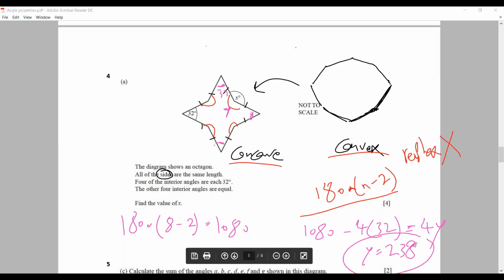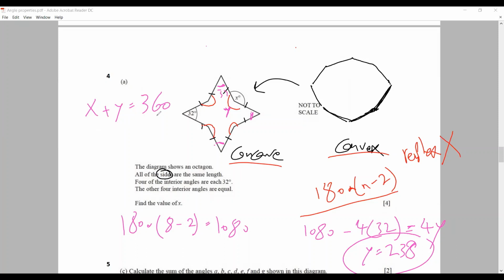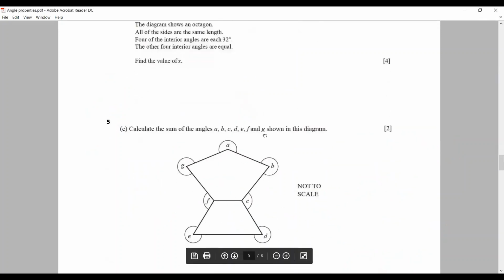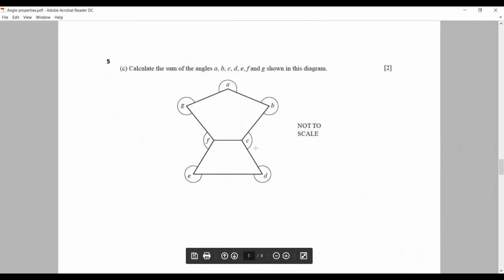So y is 238. And if you look at this point right here, x and y should add up to 360, the sum of all angles around a point. Basically one complete revolution, you're expecting to get 360. x plus 238 should give me 360, and x is 122. As simple as that. So we found x using this formula right here, which works for both concave and convex polygons.